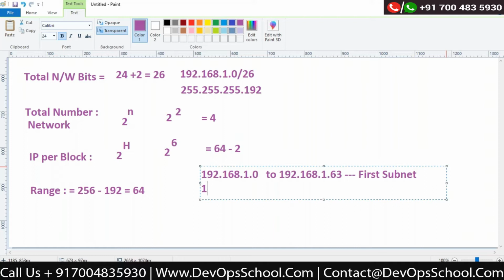So second subnet would be starting with 192.168.1.64 plus you are going to add more 64 into this. The value would be 127, 192.168.1.127. This would be my second subnet.